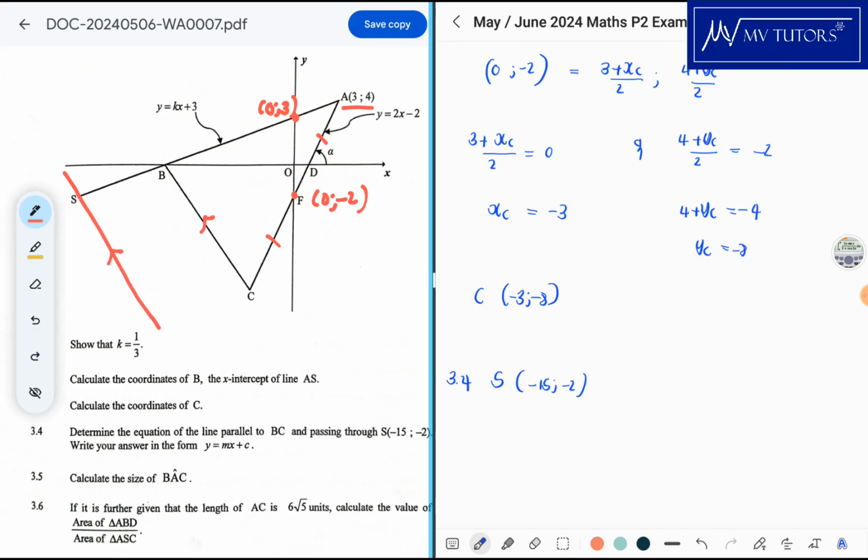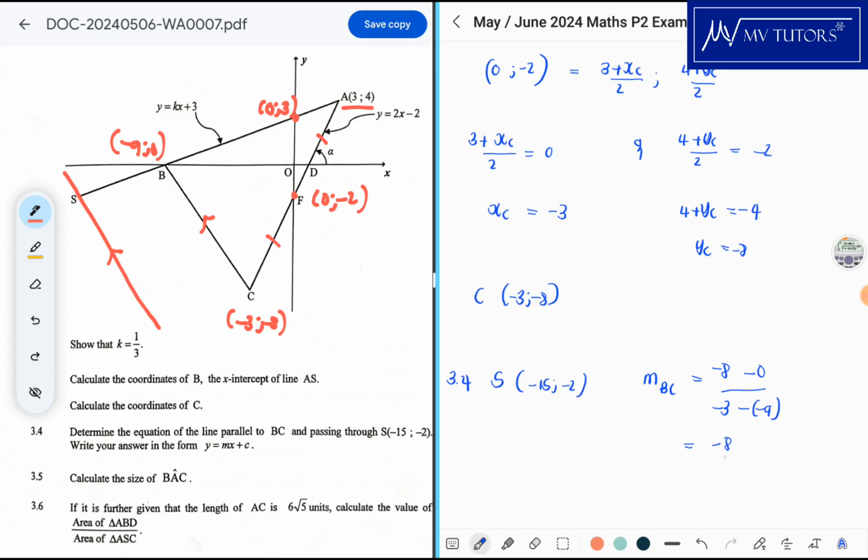Okay, parallel to BC. So if we can have the gradient of BC, we know that lines that are parallel have the same gradient. So what is the gradient of BC? The y-coordinate, let me just throw it in here. For B, we have minus 9 and 0, and then we just calculated C now: minus 3, minus 8. So the y-coordinate of C is minus 8. The y-coordinate of B is 0. The x-coordinate of C is minus 3, and that of B is minus 9.